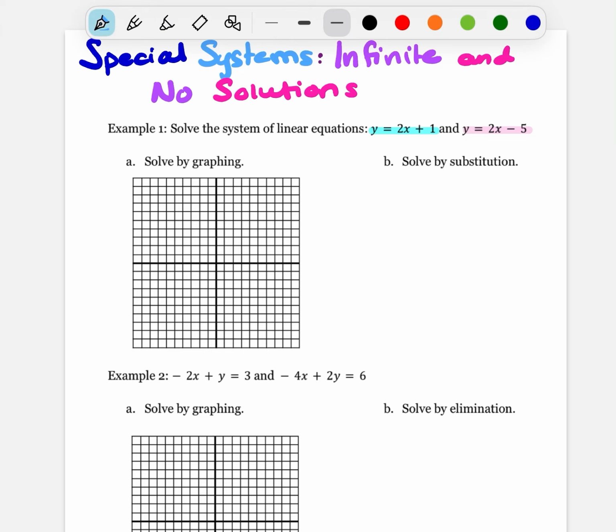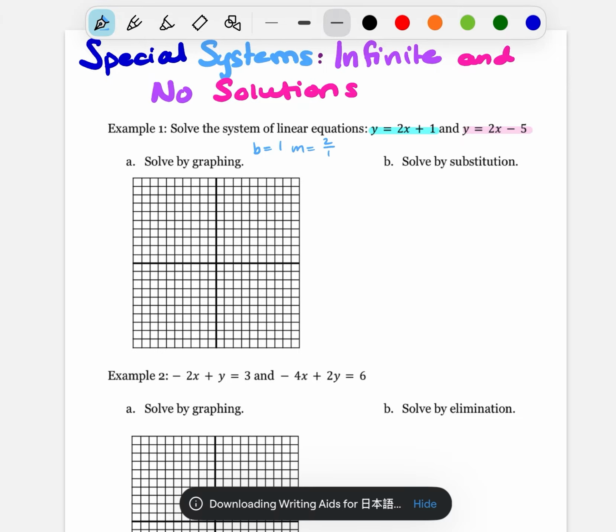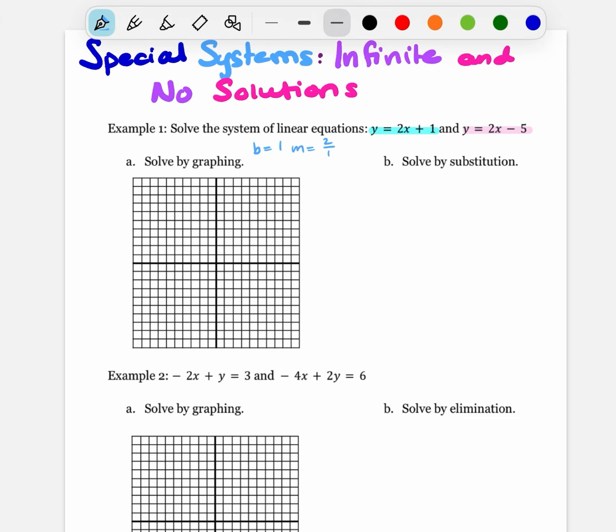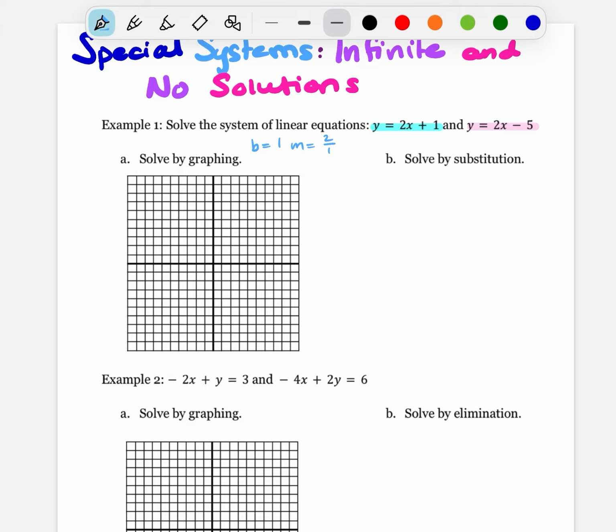So I'm going to graph y is equal to 2x plus 1 in blue, and then I'll graph y is equal to 2x minus 5 in pink. So for y is equal to 2x plus 1, b, my y-intercept, is positive 1, and m, my slope, is 2, which is 2 over 1, we can think about. So I'm going to plot a point at 0, 1 for my y-intercept on my y-axis.